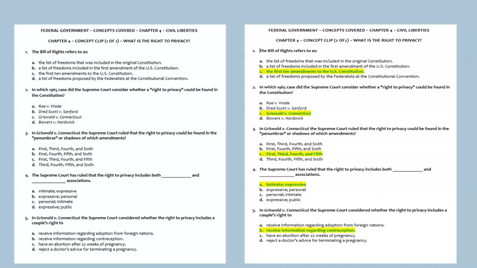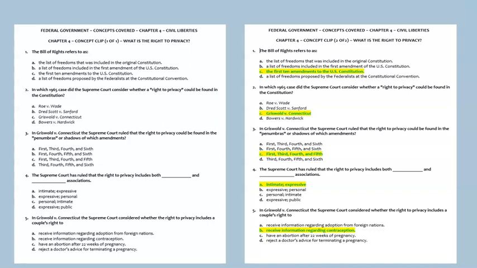So the first question is, the Bill of Rights is referred to as what? And that's the first 10 amendments to the Constitution, which we do. In 1965, what case did the Supreme Court consider whether a right to privacy could be found in the Constitution? And that was this case, Griswold versus Connecticut in '65.